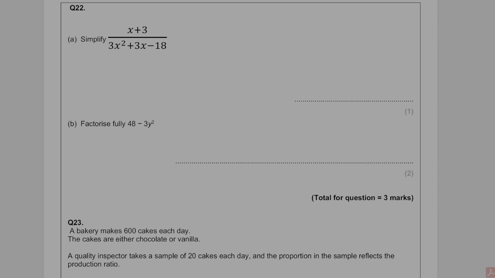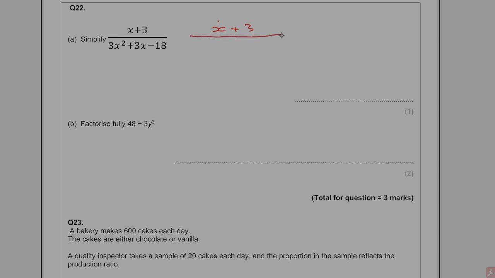Okay, question 23 then. Simplify. So the first top line is already simplified, so x plus 3. The denominator, though, I'm going to start by taking out a factor of 3. That would give me x squared plus x minus 6. Then we're going to factorize that.